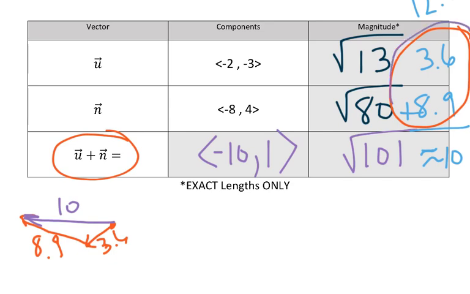So these two right here should have a longer length than the final answer. That's why they don't add up. The square root of 13 and the square root of 80 do not add up to the square root of 101.